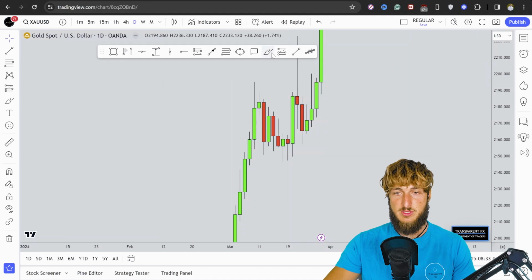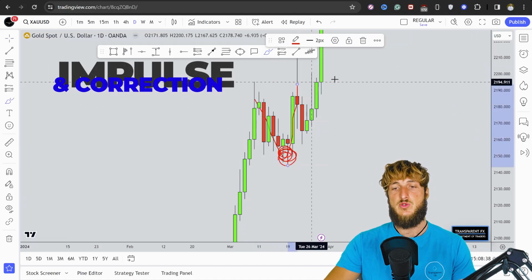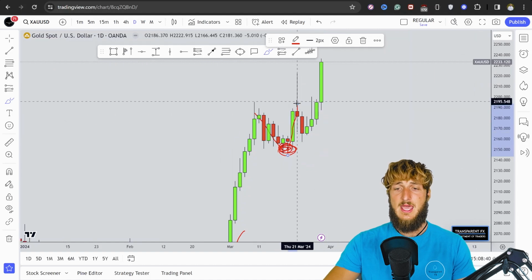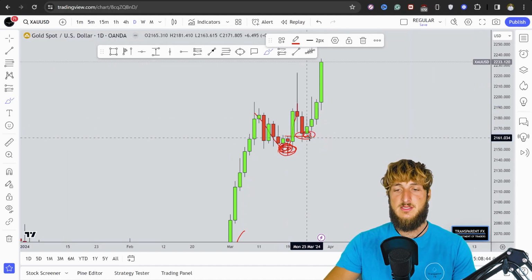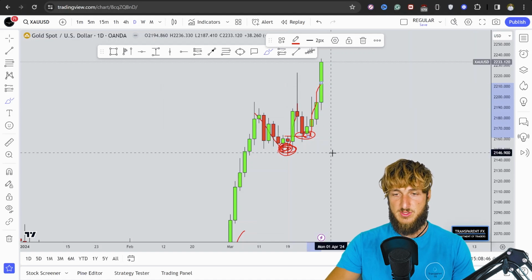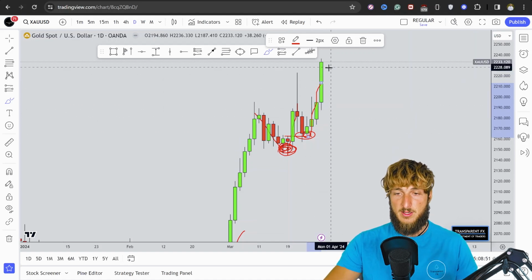Then after this impulse, when the market was correcting here, I made another breakdown explaining all the reasons for which we could expect this rejection to the upside. And after this impulse and correction, when the market was here, I made yet another analysis explaining all the reasons for which we could expect this move higher. And again, that is exactly what the market is doing as we are speaking.